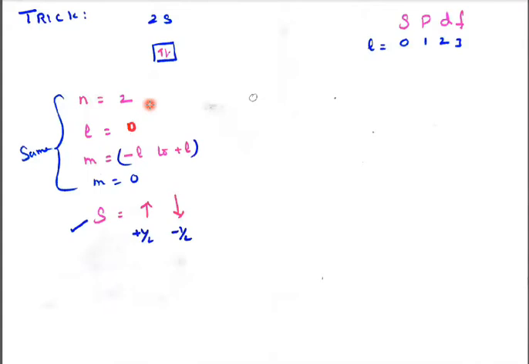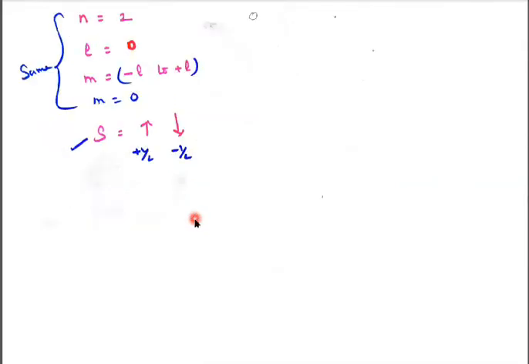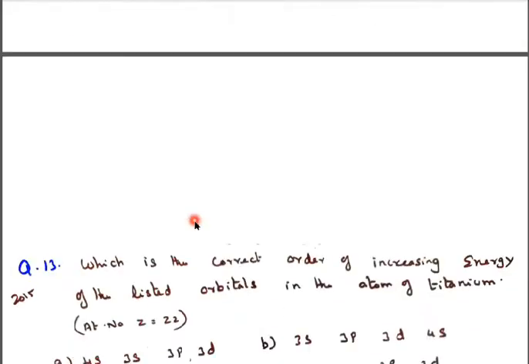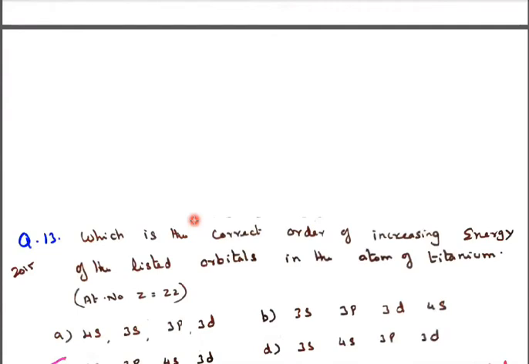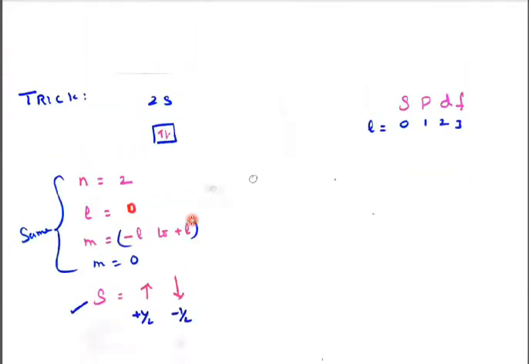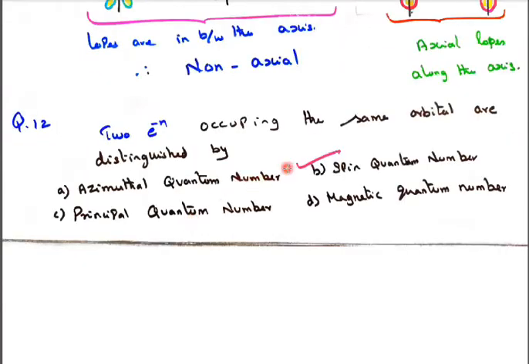So here n is equal to 2, if L is equal to 0, and m goes from minus L to plus L. If L is equal to 0, m is also equal to 0. The s orbital will have the upward direction and the downward direction, that is clockwise and anti-clockwise, plus half and minus half spinning of the electrons. So the spin quantum number is the correct answer.